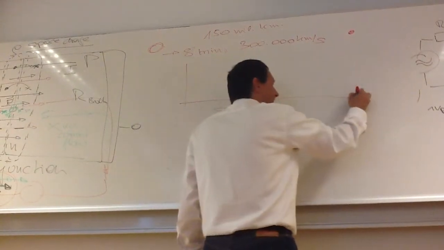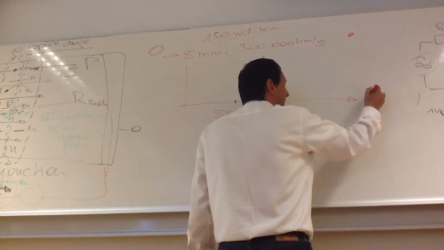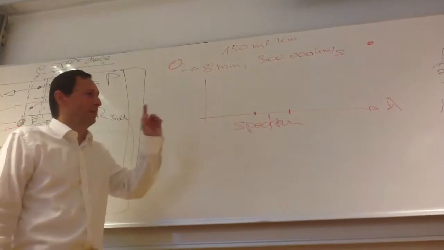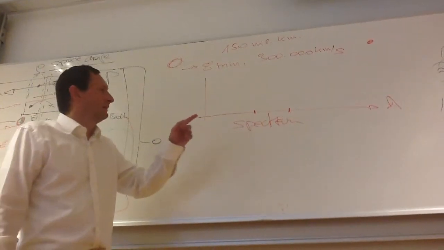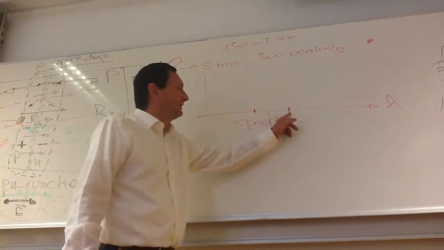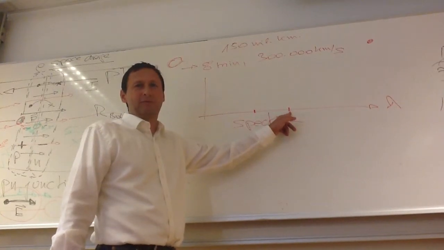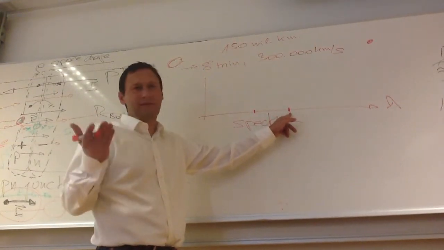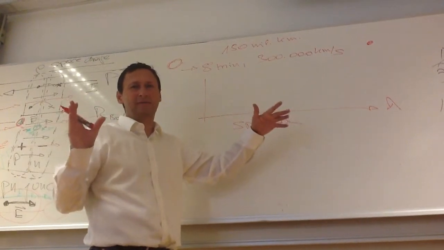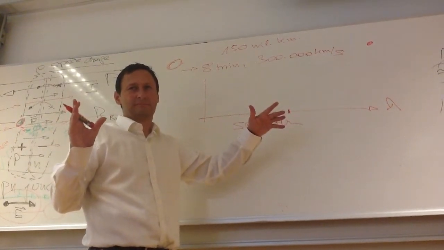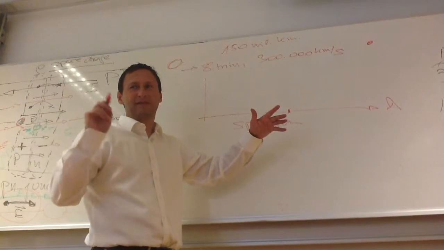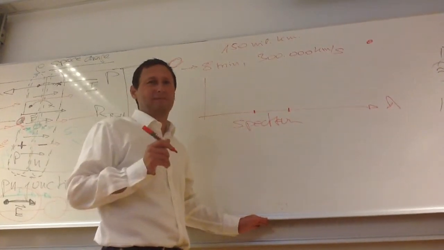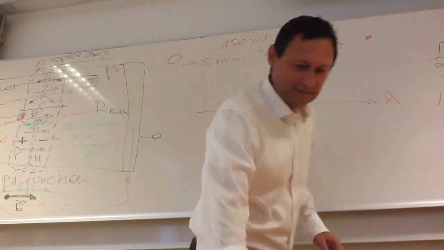So in our spectrum, let's say we draw the spectrum according to the wavelength. Which has the bigger wavelength, red or blue? Red, I think. The blue one? Okay. Red has the longer wavelength. Blue has the higher frequency.